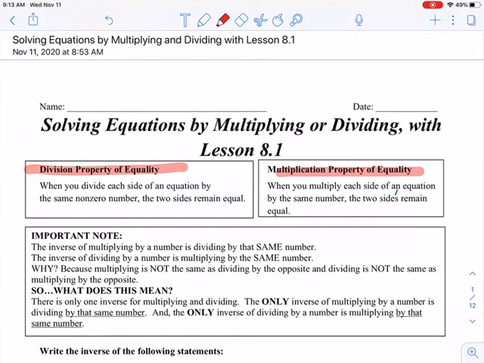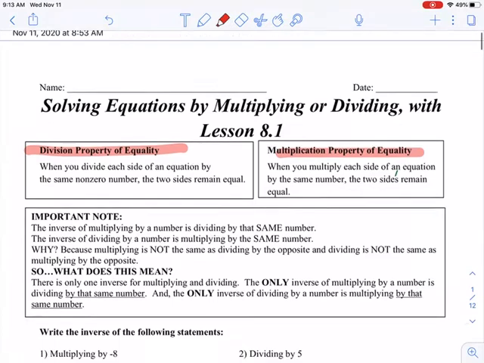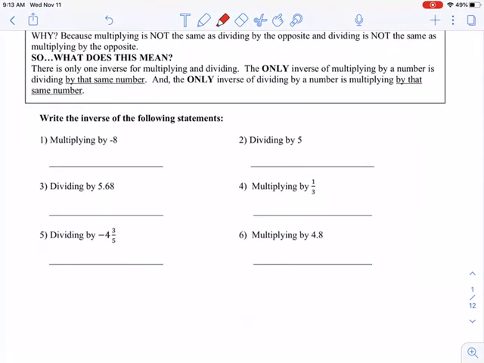Again, think of your balance like in science class or a seesaw at the playground. If you want to keep them balanced, if you add to one, you have to add to the other. All right, so if you look at 1 through 6 here, you're just writing the inverse of the following statement. So multiplying by -8, the inverse would be to divide by -8. Dividing by 5.68 would be to multiply by 5.68, and you can go through those and finish those up.